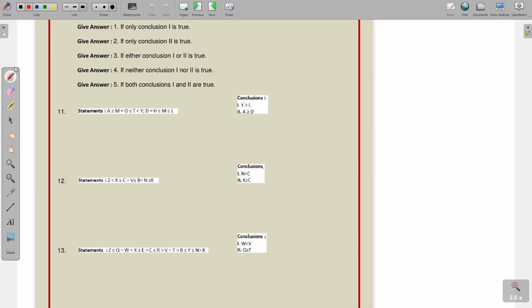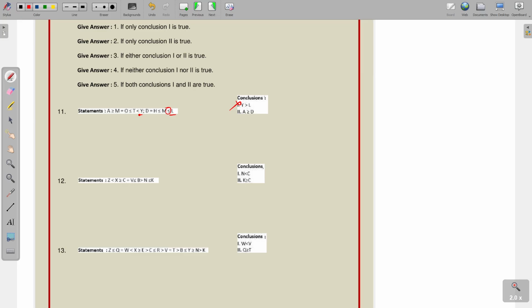Inequalities. See the first one, question number 11. First, Y greater than L. So, see Y here and L here. So, starting from L. So, Y greater than L, here we have opposite signs. So, first one is not correct. Coming to the second one.